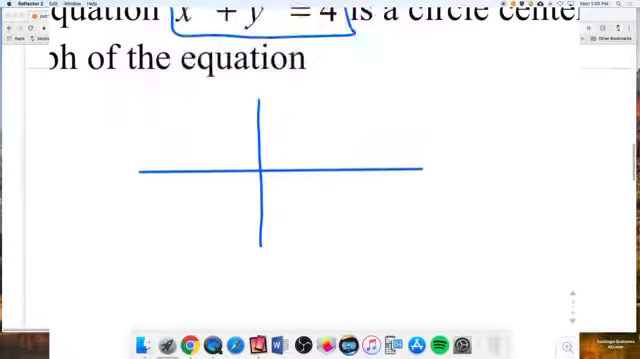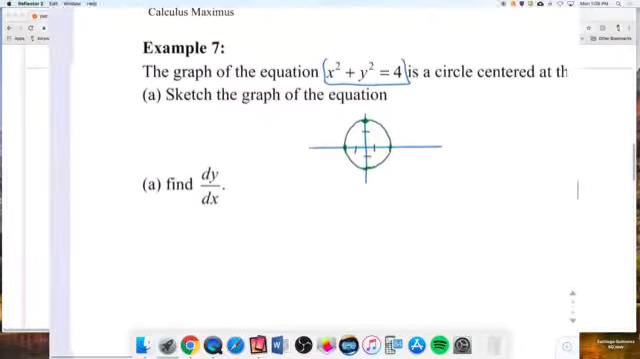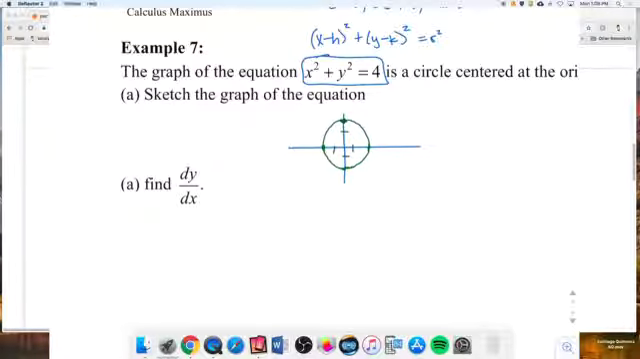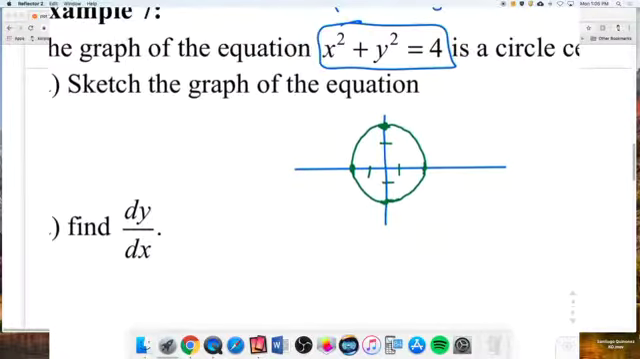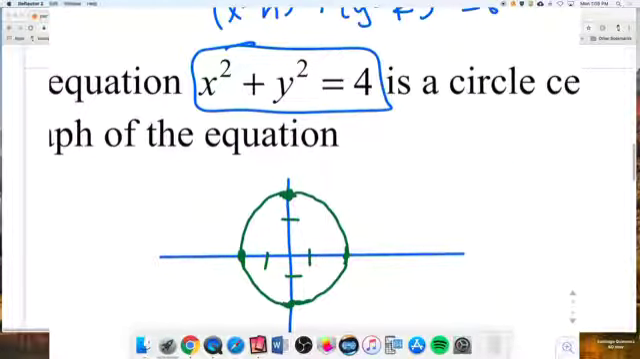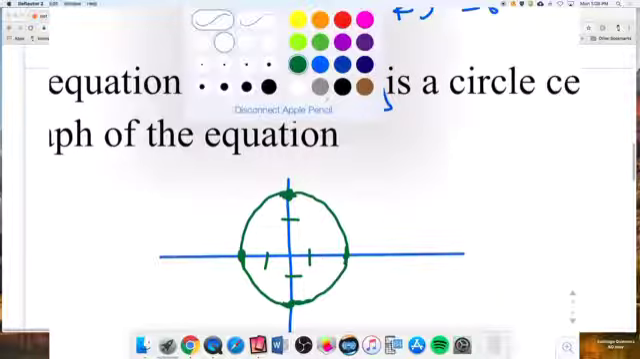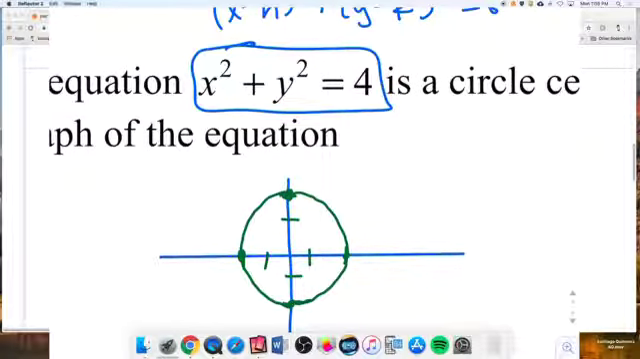So to sketch it, all we have to do is go to the center, go up 2, go right 2, go down 2, and go left 2, and put those endpoints. And then we just complete those with little circular arcs in each quadrant, and boom, you have yourself a nice circle. Okay, it says to find dy/dx. Well, we could solve this one for y, can't we? There's only one y term in it, but because it's squared, when I take the square root, I'm going to have to consider plus or minus. So do you want to work with two separate equations or just one?